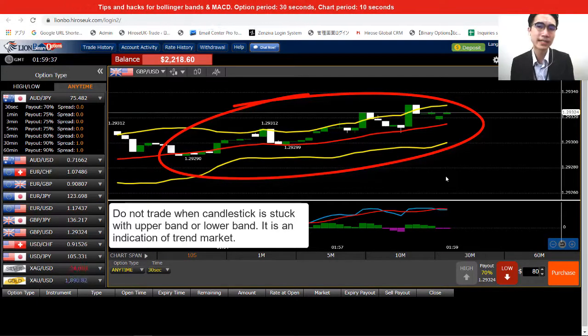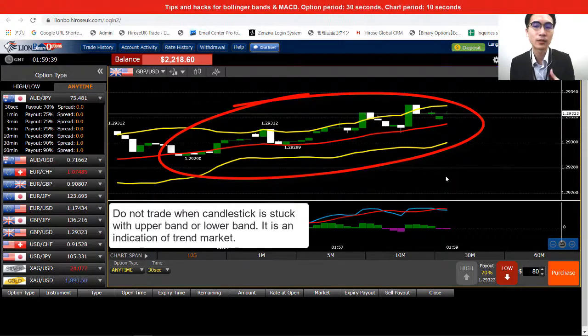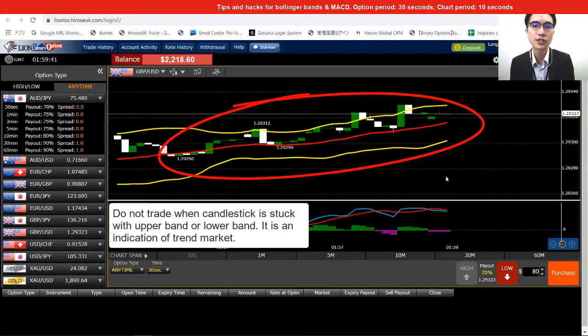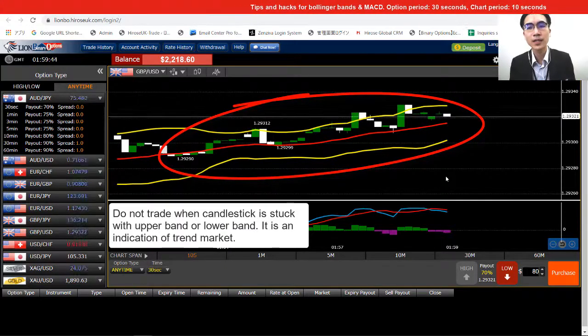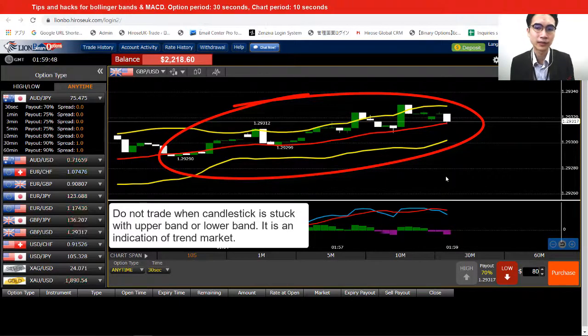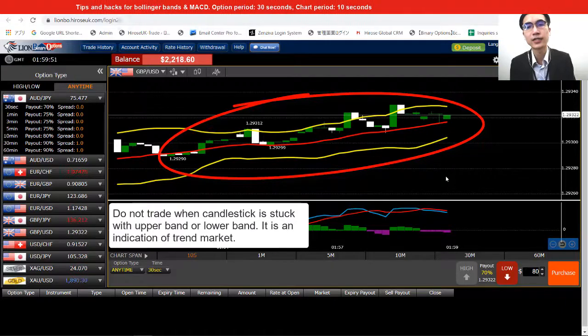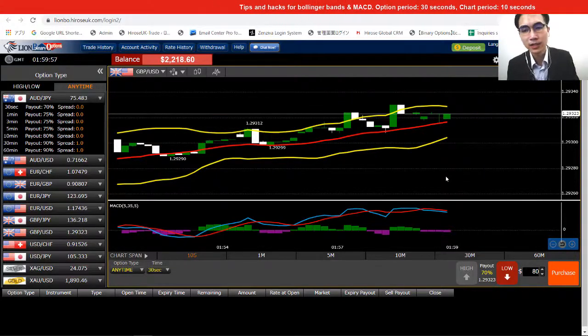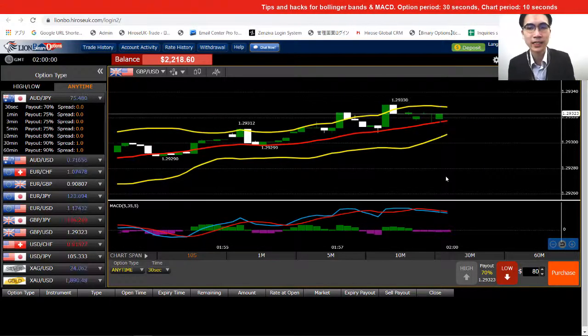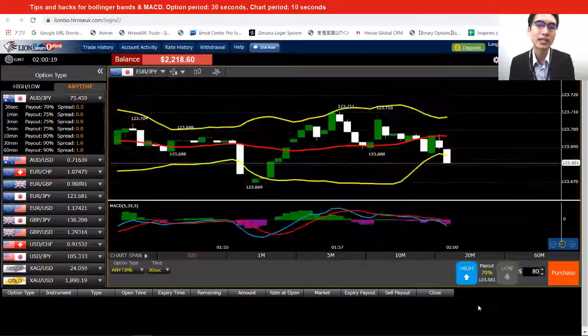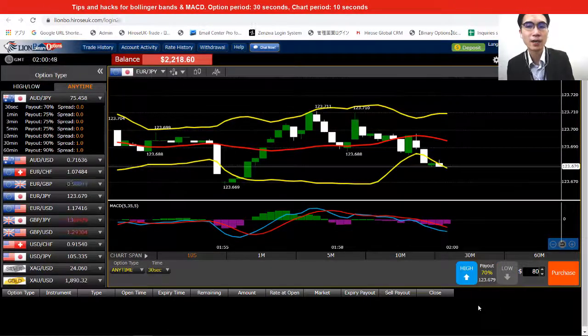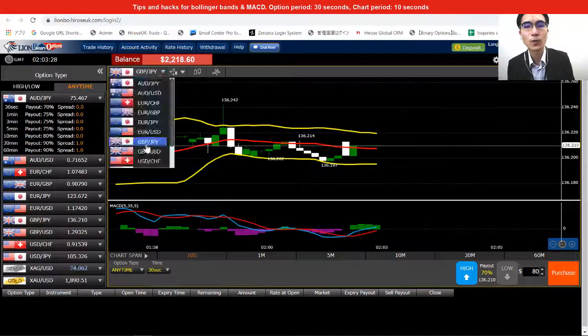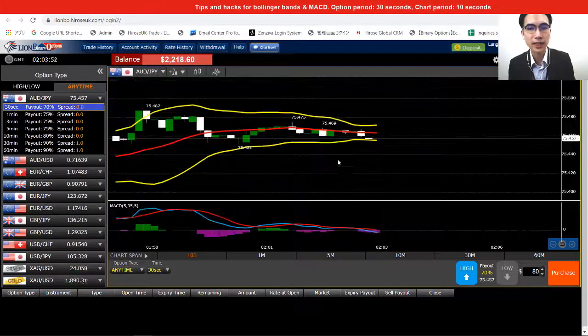When the market is in a trend market, I would not suggest you use this strategy. So if you see candlestick movement like this, do not use this strategy, and try to use another trend following strategy such as the simple moving average or the GMMA. Okay, so let's move on, and I will keep browsing other currency pairs just to find a suitable market for this strategy.